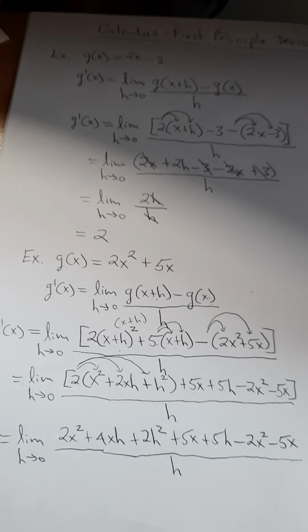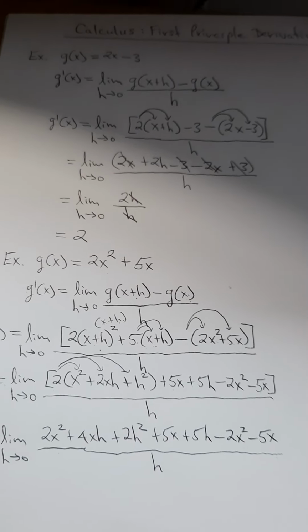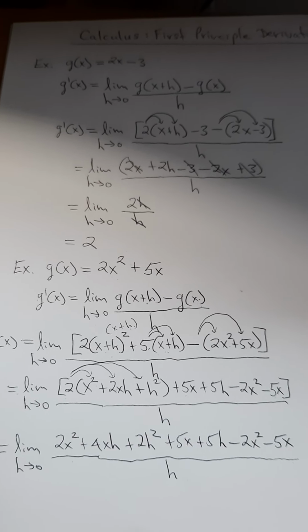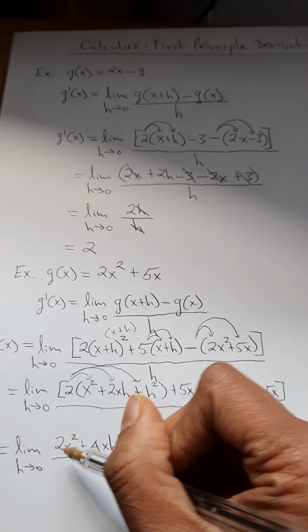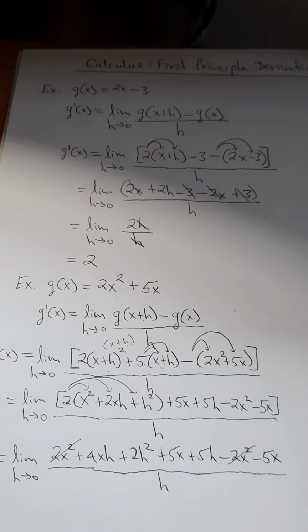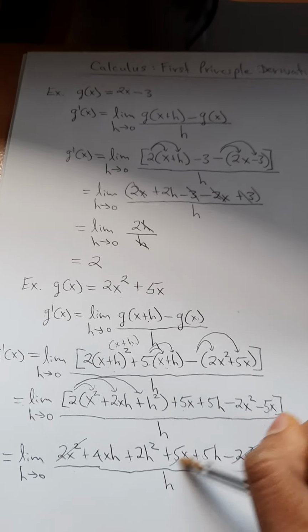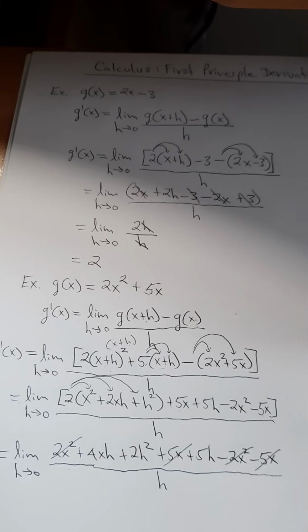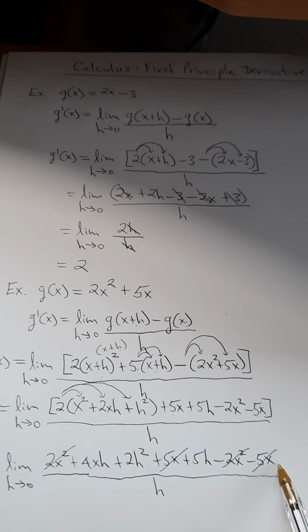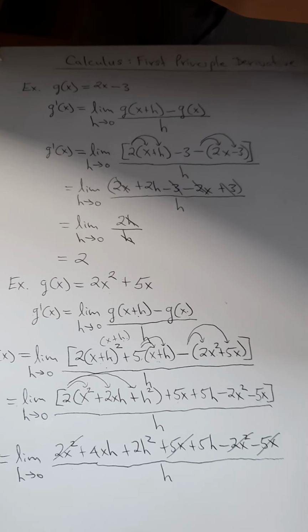Now if you notice, if nothing cancels out after you actually simplify the numerator, you probably did something wrong. But I can see a bunch of stuff canceling out. I have positive 2x squared, negative 2x squared. It's gone. Positive 5x, negative 5x, and it's gone. I always make sure I cancel it out, so I'm not rewriting it or anything like that.